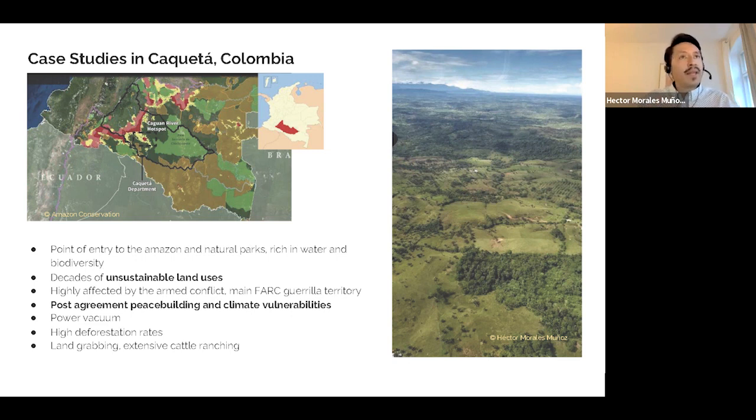It has many natural parks and protected areas, but it has also suffered by the armed conflict because it was one of the main FARC guerrilla territories. And it has been affected also by decades of unsustainable land uses. So coming from mining to illegal coca crops, it has been an area that has taken a large influx of populations that were displaced by violent conflict.